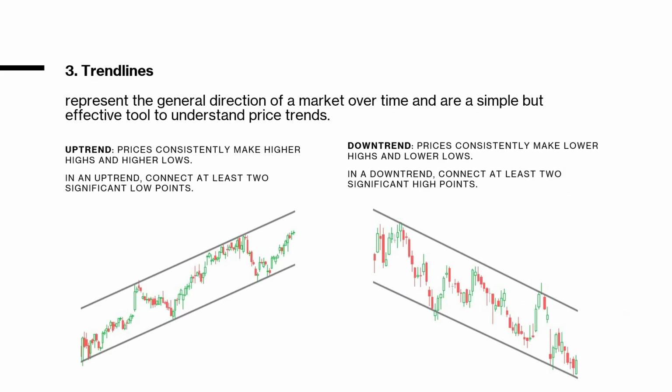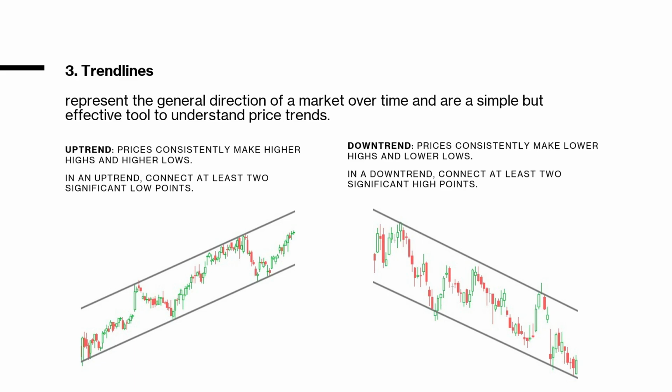Next, let's discuss trend lines, a simple but highly effective tool for understanding market direction over time. Trend lines help traders visually identify whether a market is trending upwards, downwards, or moving sideways. They act as dynamic support and resistance, guiding traders on when to enter or exit positions. An uptrend occurs when prices consistently make higher highs and higher lows. To draw a trend line in an uptrend, connect at least two significant low points, as shown on the chart. This line provides a potential level of support where traders may look to buy.